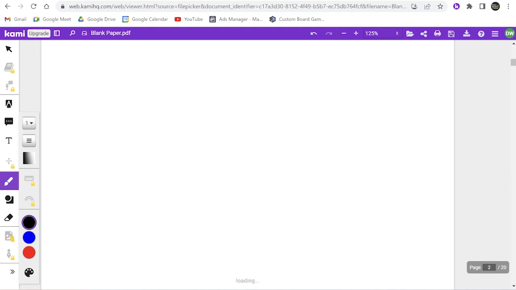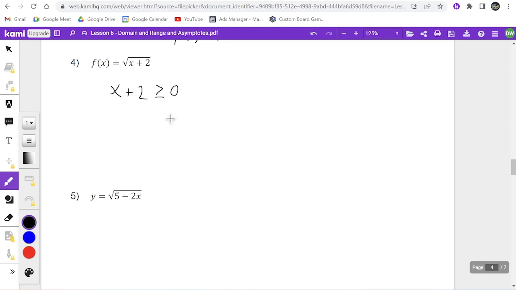Okay, next. Number 4, we have f of x equals the square root of x plus 2. We have that square root one. So what do I do for square roots again? I need to say x plus 2 is greater than or equal to 0. And so then I would say x is greater than or equal to negative 2. So then that's your answer in inequality form, but we want to write our answer in interval form.